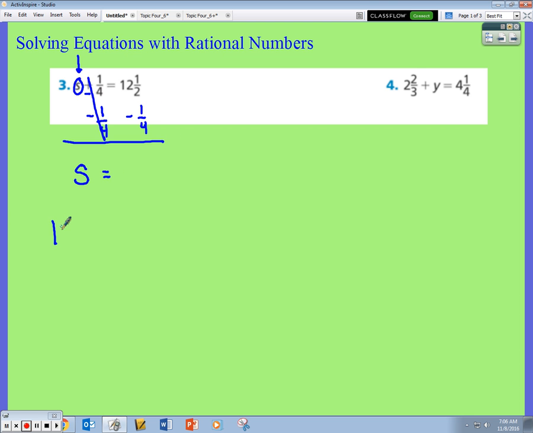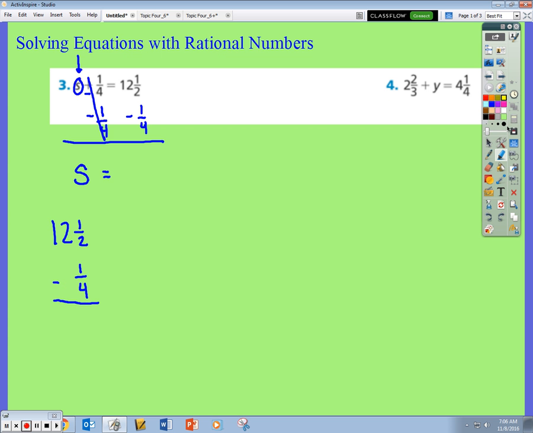We have 12 1/2 minus 1/4. And we are subtracting. First thing we're tying into is look at this denominator. We have a half here. We have a 1/4 here. Those denominators do not talk to each other. We need to make those denominators common. We're going to do this by finding the least common multiple of the denominators.